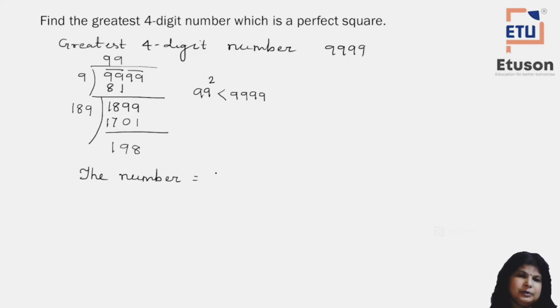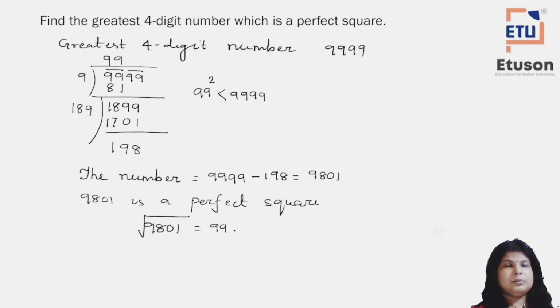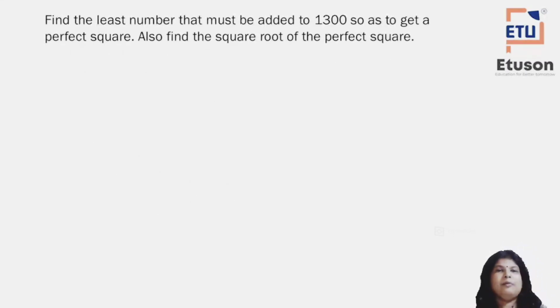So the number is equal to 9999 minus 198, which is nothing but equal to 9801. So 9801 is the perfect square. And what is the square root of it? The square root of 9801 is equal to 99. Correct? So let us do one more example. Find the least number that must be added to 1300 so as to get a perfect square.